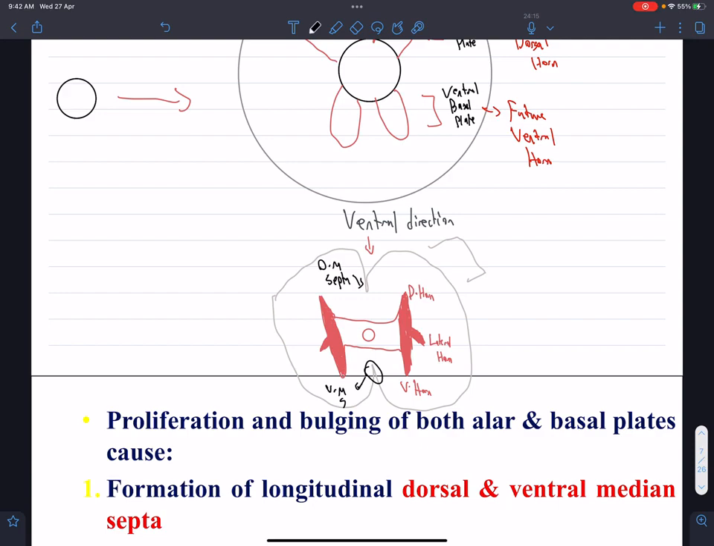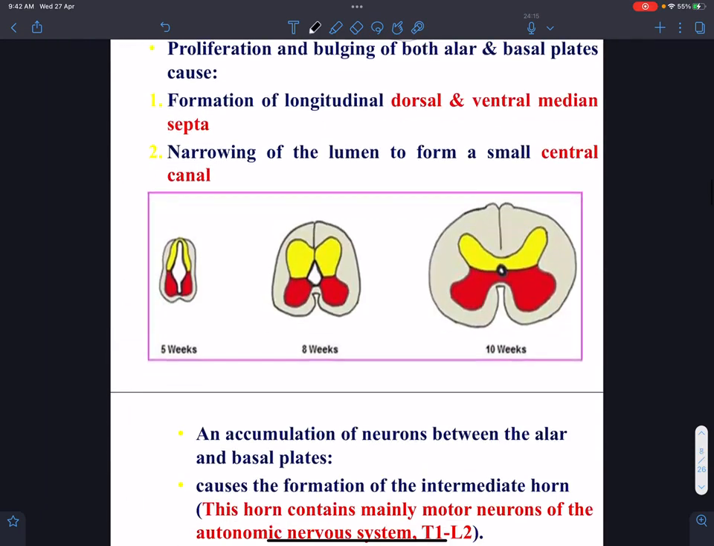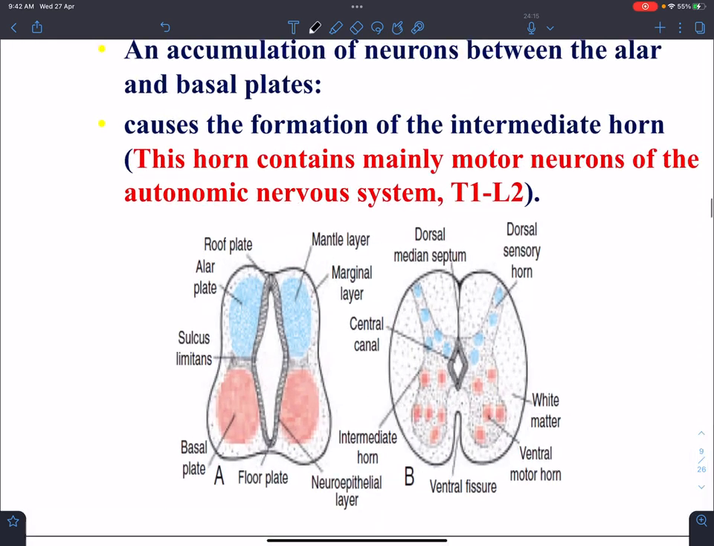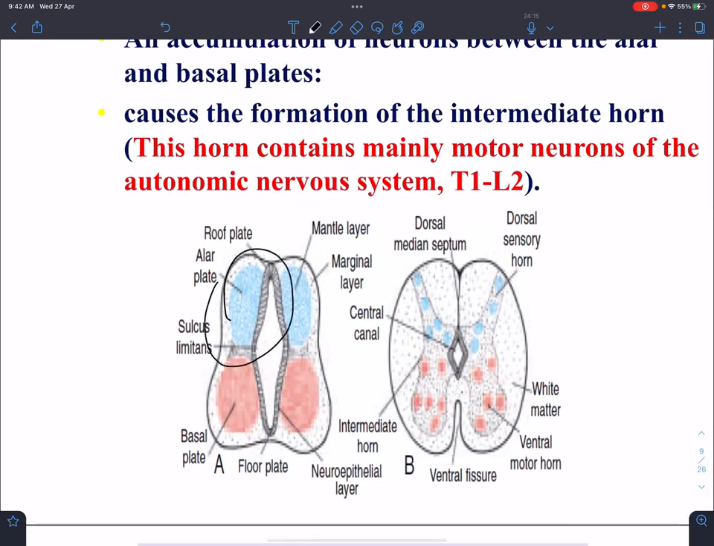Now, let's talk about the lateral horn real quick, all right? The lateral horn is very easy. Let's look at this picture right here. This is the lateral horn. You see the alar plate right here, and you see the basal plate? You see the neurons in between them, right? These neurons here in between them, they want to proliferate, all right? But they have no space to go.